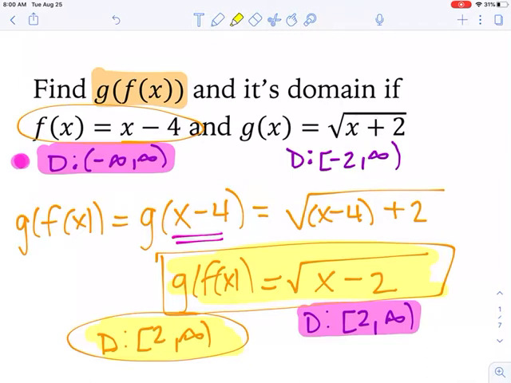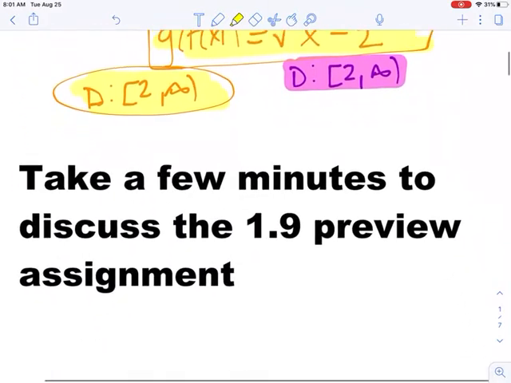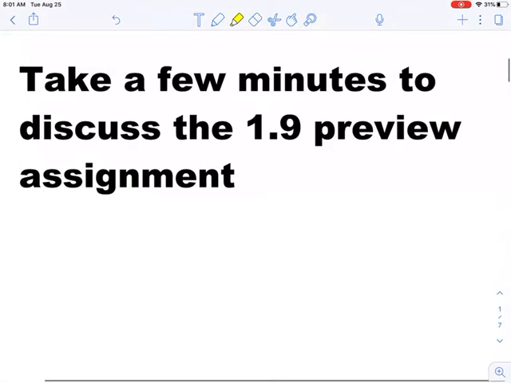So what we're going to do is go ahead and go through our last set of notes for chapter 1. So this is your last set of notes for chapter 1. Go ahead and get out your 1.9 preview assignment. And what I want you to do is just take a couple moments and turn to a neighbor and talk about what you were able to remember and any of the algebra you were able to do.